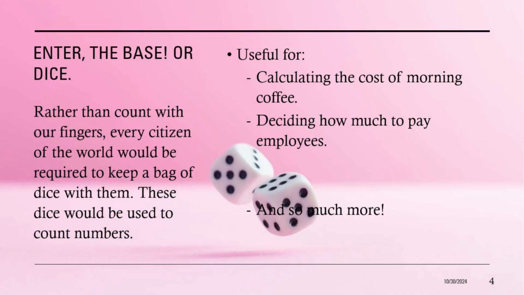Enter the base, or our dice. Rather than count with our fingers, every citizen of the world would be required to keep a bag of dice with them. These dice would be used to count numbers. This is useful for a ton of things, like calculating the cost of your morning coffee, deciding how much to pay your employees, and so much more.